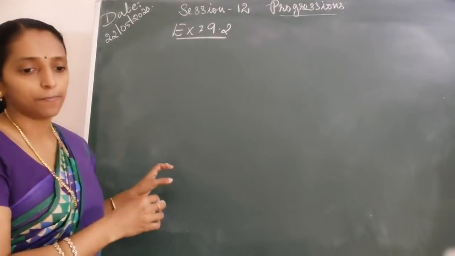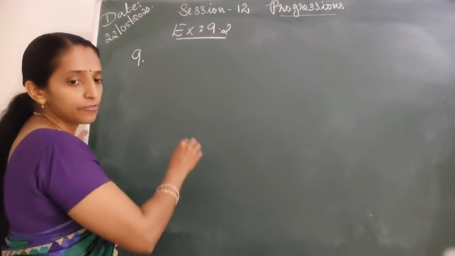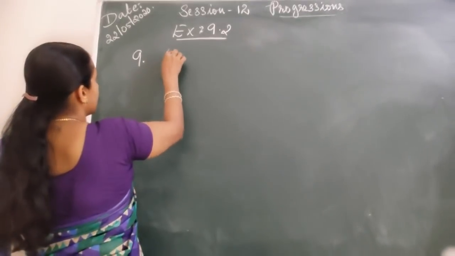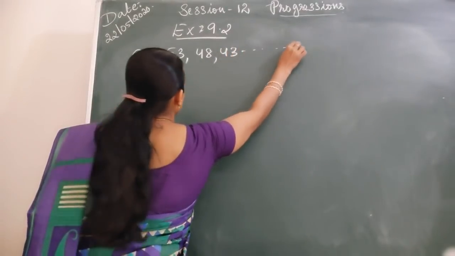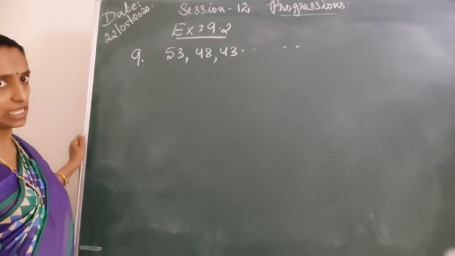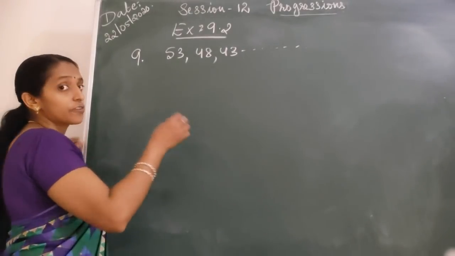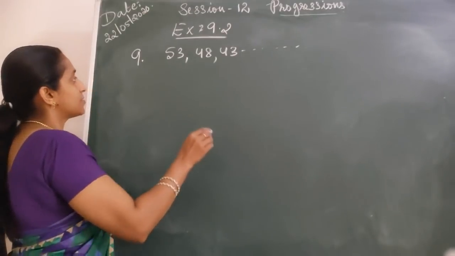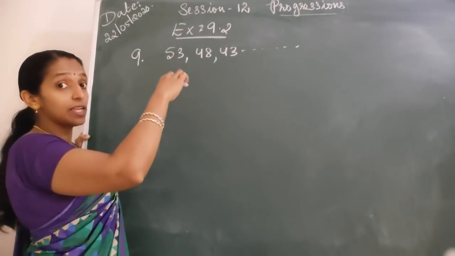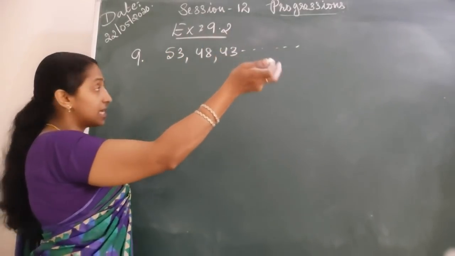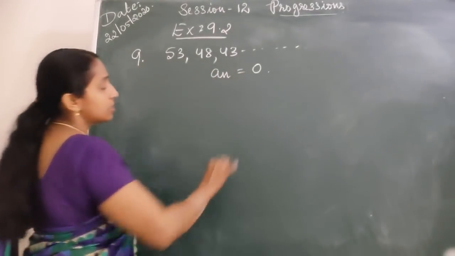The sequence is given in question number 9 as 53, 48, 43, etc. Which term will be a negative term? To find the first negative term, we will suppose the nth term is 0. Then the next term will be the negative term. So we are supposing a_n will be equal to 0.